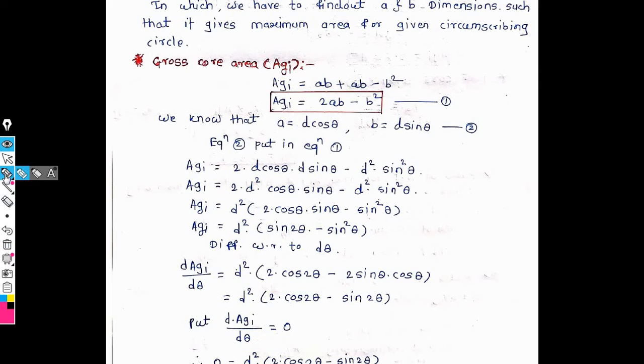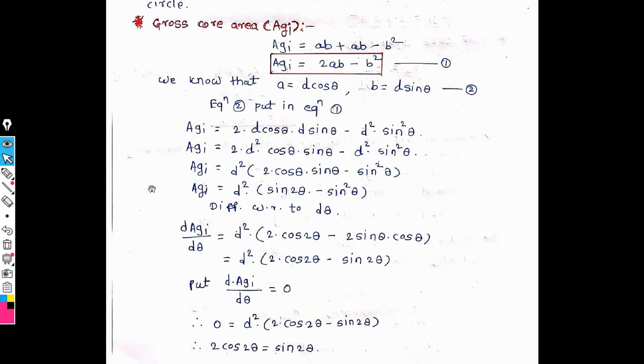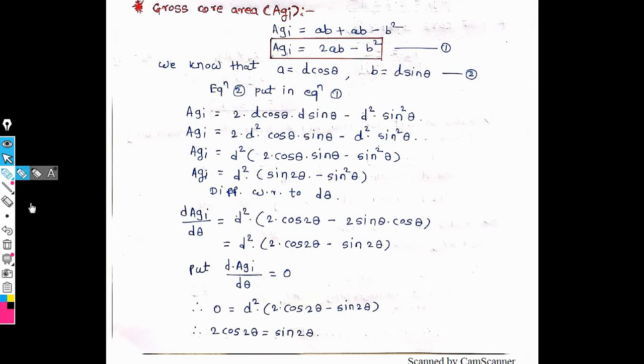Then the next equation: put d gross iron area upon d theta equal to 0. Then d square into bracket 2 cos theta cos 2 theta minus sin theta. Then d square is not 0, so the next equation is 2 into cos 2 theta is equal to sin theta.